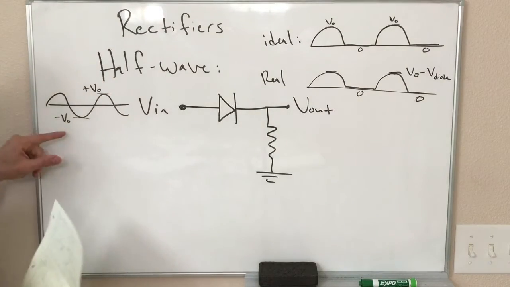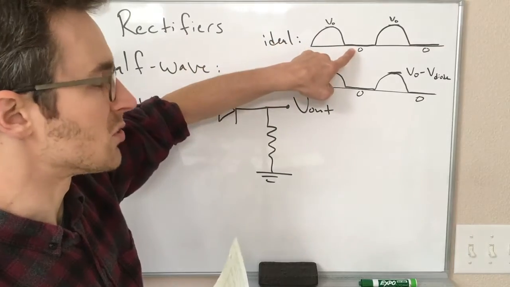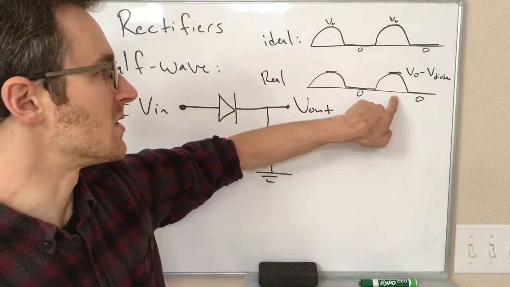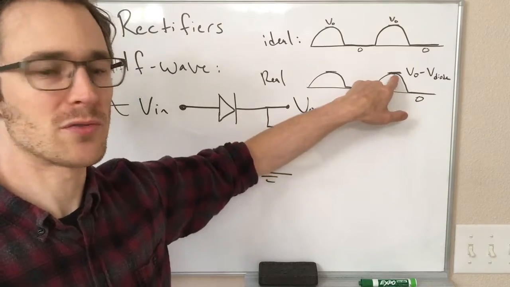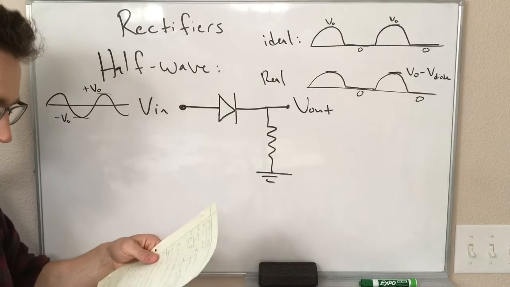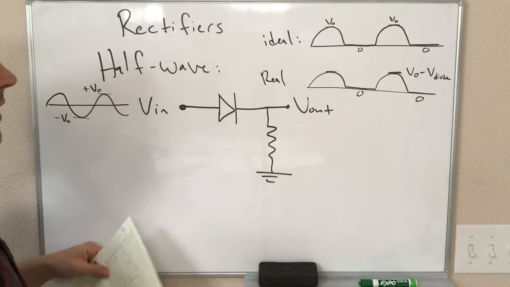So if, for example, this was plus and minus 5 volts, ideally this would be going between 0 and 5 volts, but for a silicon diode, it's only going to be going between 0 and 4.3 volts, right? Because we have this forward drop when we have current flowing that way. All right, so this is the half-wave rectifier.